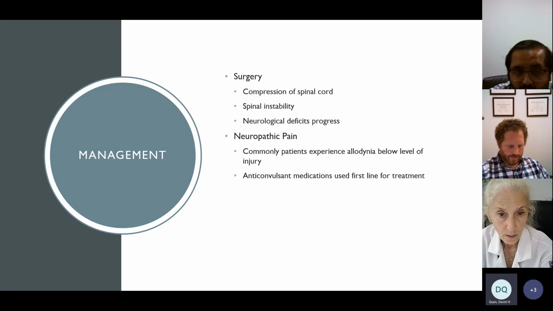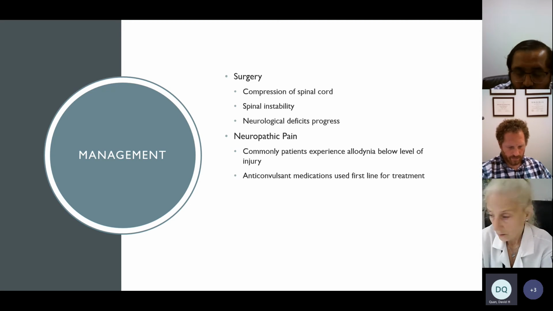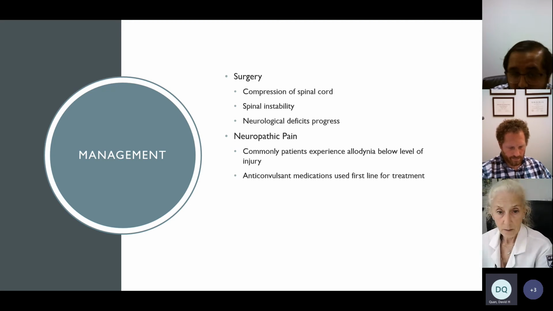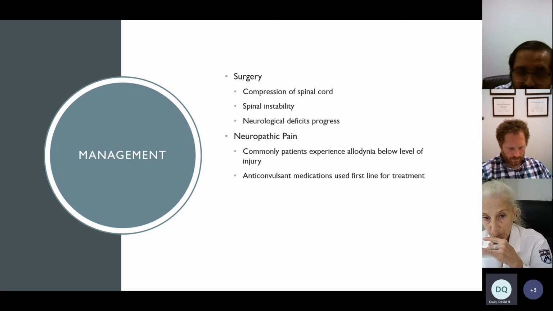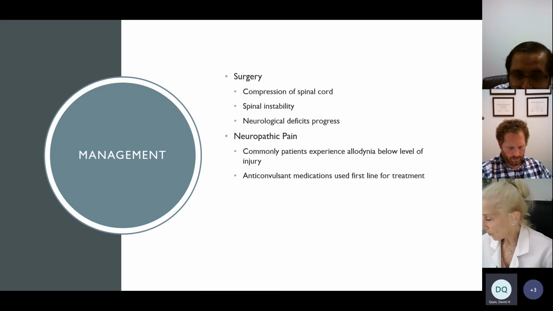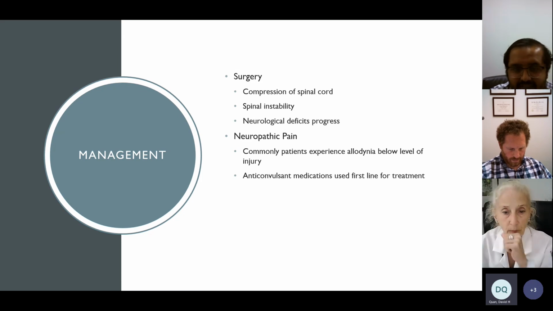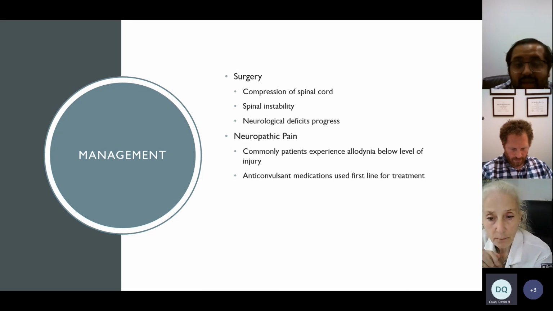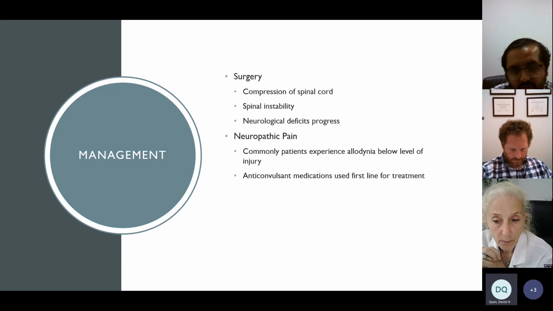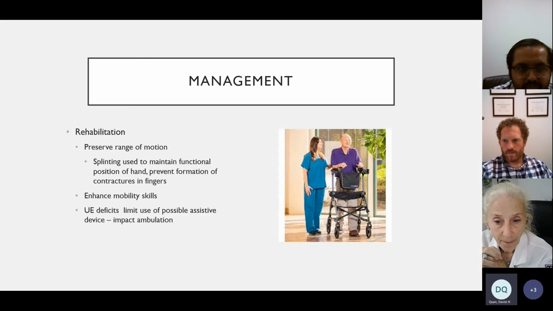Again, management: if you have active compression of the spinal cord that's resulting in progressing neurological deficits, as well as spinal instability, surgery is the first thing. A lot of these patients will have neuropathic pain, and remember the sensory cape-like deficits that we have. So anticonvulsant medications such as gabapentin and pregabalin are commonly used to treat this.